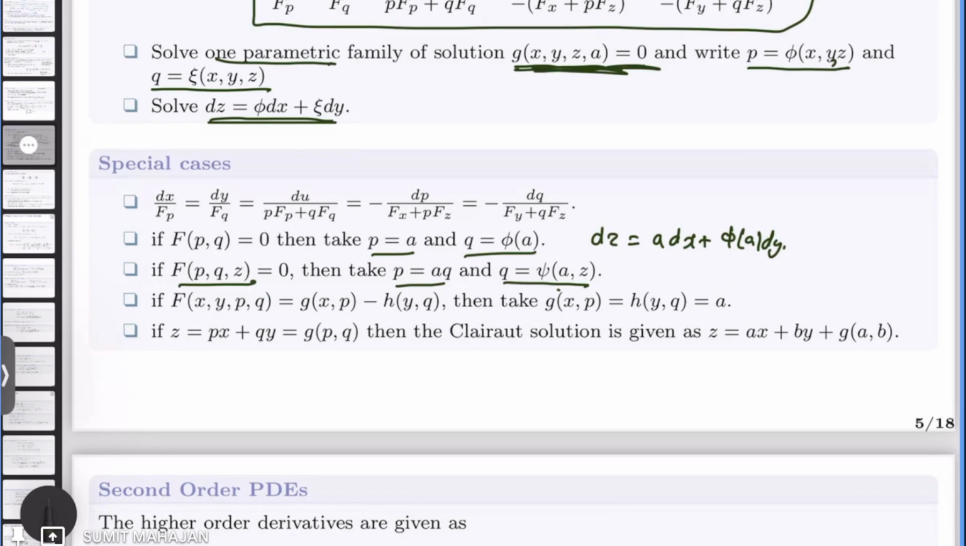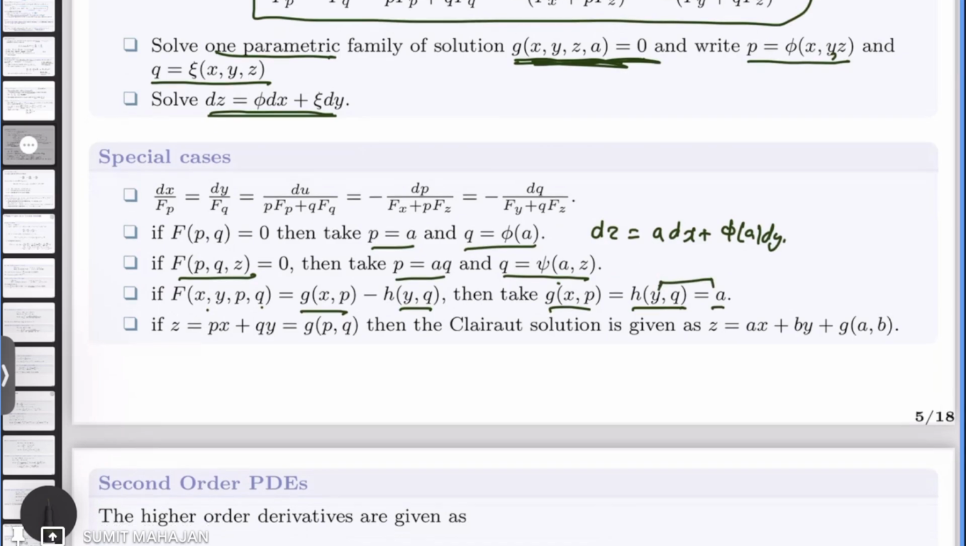Third type is if it is in the separable form, that is f of x, y, z, p comma q. There is no z term. This is written as some function g of x comma p minus h of y comma q. If we separate the xp and yq terms, then we can take the solution, that is g of x comma p is equal to h of y comma q, which is equal to some constant a. So using g we can write p in terms of x. Using these two equations we can write q in terms of y. So we can substitute here and again solve to get the answer.